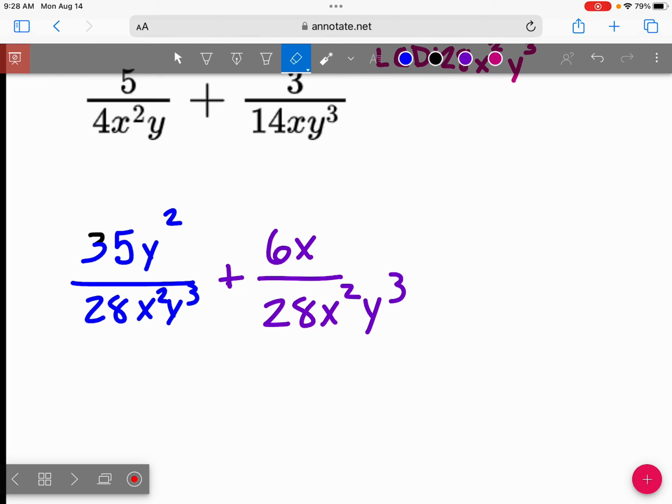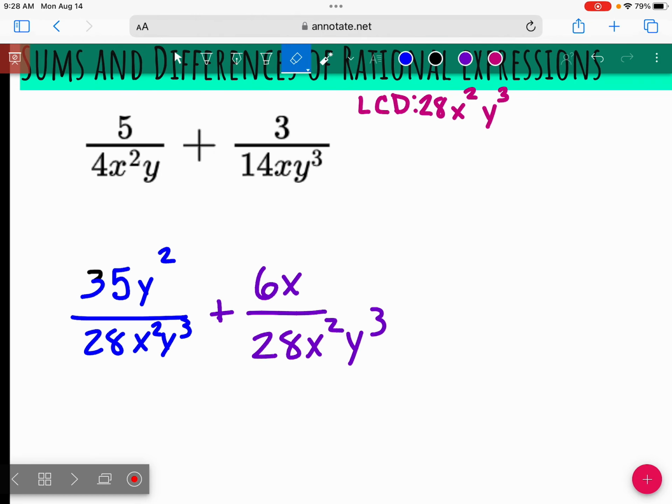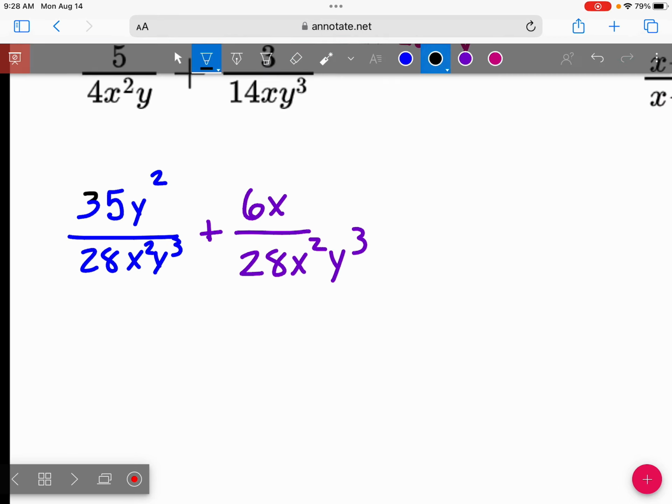We've got to get to that common denominator. We found our common denominator. We've got to get there. Look for what pieces you're missing from your denominator to get up to that common denominator. Once we're there, we just got to add those two together. Can I add these two together? No, so we're just going to stack them next to each other.